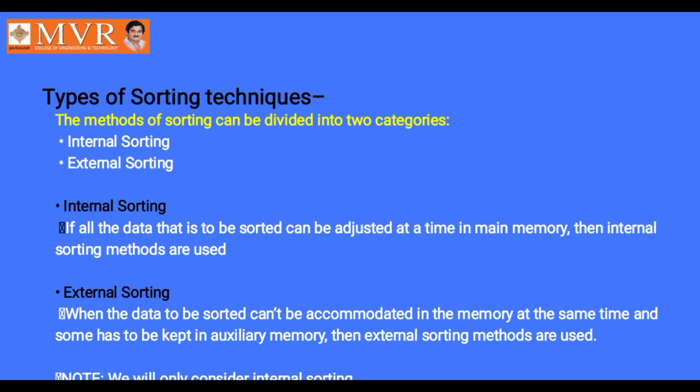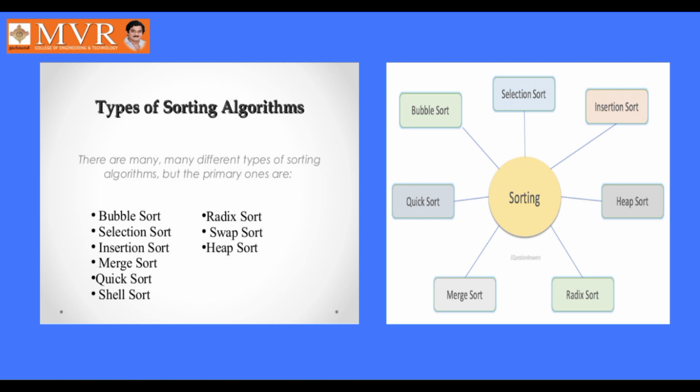In short, we can say one thing. If my data needs the main memory and also the auxiliary memory for sorting the data items, then such a sorting technique is known as external sorting. Now we will only consider the internal sorting techniques in our discussion. Okay.